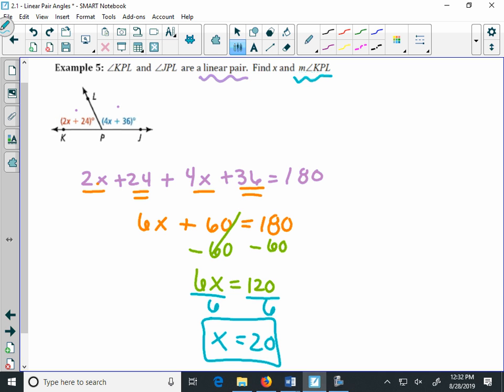We want to find this angle right here, this blue angle. I'm highlighting KPL. And we know x is 20. What can we do with 20? Very good. Plug 20 in 4x. Measure of the angle. You don't have to put the n there. It's equal to 2 times 20 plus 24. And what do we get when we do 2 times 20 plus 24?